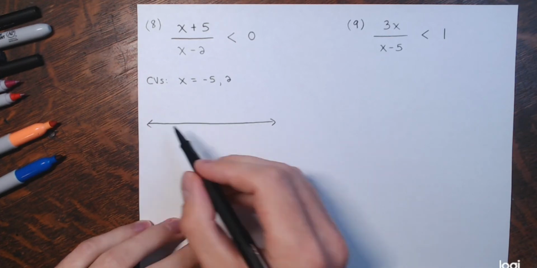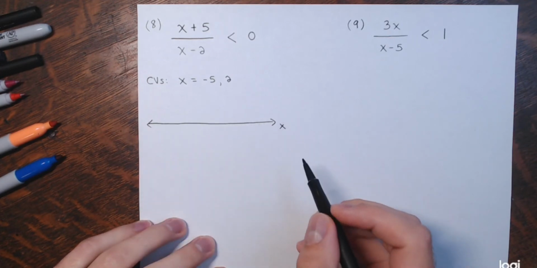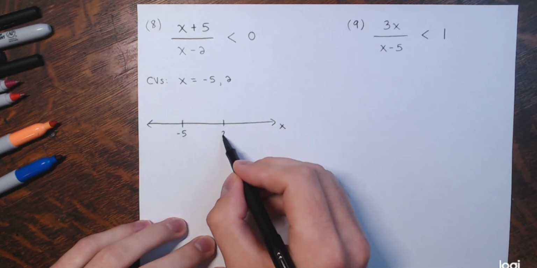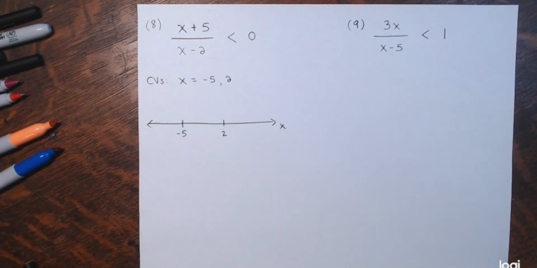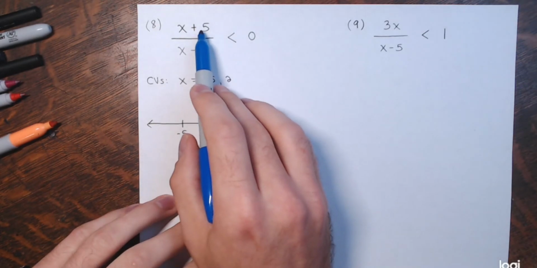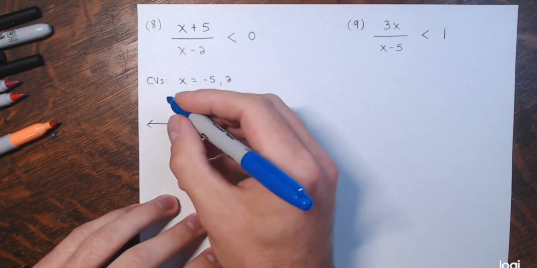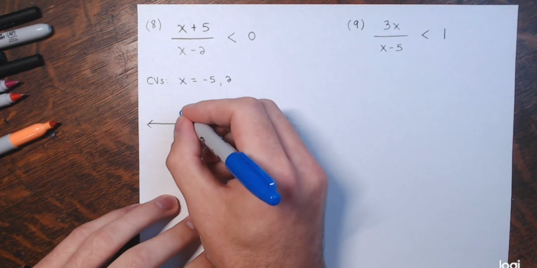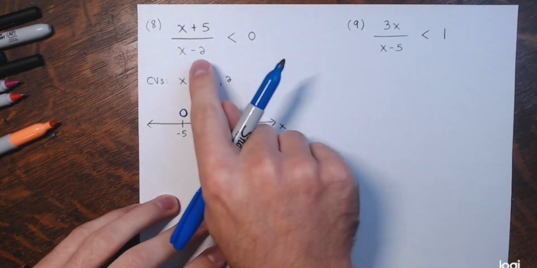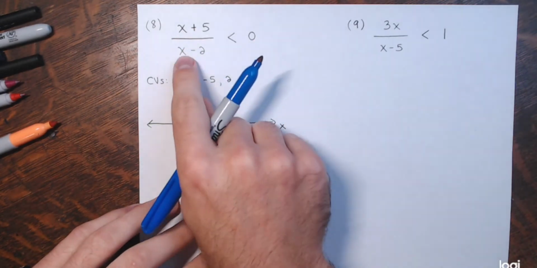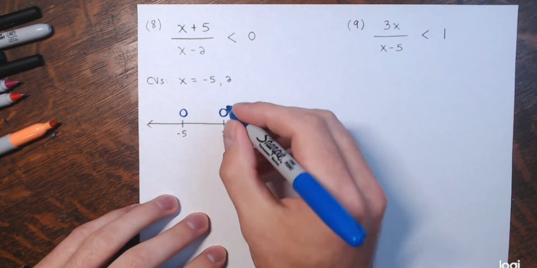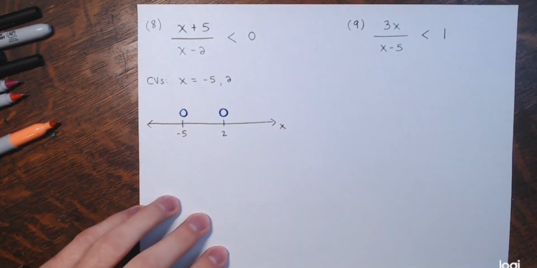I mark these off on a number line, right, representing different values of x. -5 would be to the left of 2. And neither of these would be solutions, right? When you plug in -5 for x, you'd have 0 is less than 0, but that's false. So open point above -5, indicating that it's not a solution. And when you plug in 2, you get 7 divided by 0. You're dividing by 0, and that's undefined, right? So you can't plug in 2. So that's not a solution either, an open point above that.